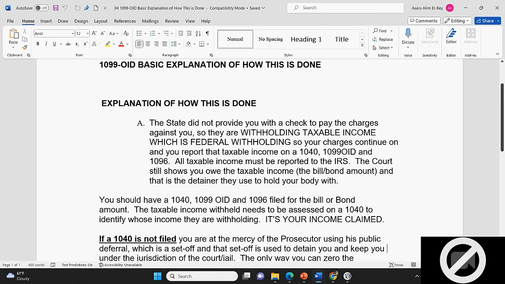If you have state charges in court being brought up against you, you'll use those forms along with a 1099-C or a 1099-OID, along with a 1040-NR. You can also use a W-8BEN or W-8. You can also use a 1096 1040 voucher, in which you would put the amount they're charging you with, and you put the same amount on that bid bond, because you're bidding for your body.